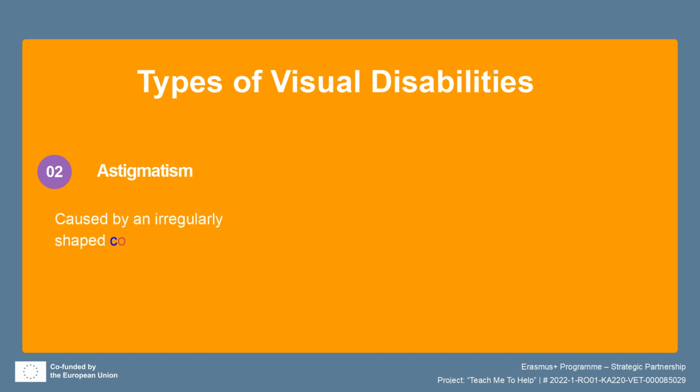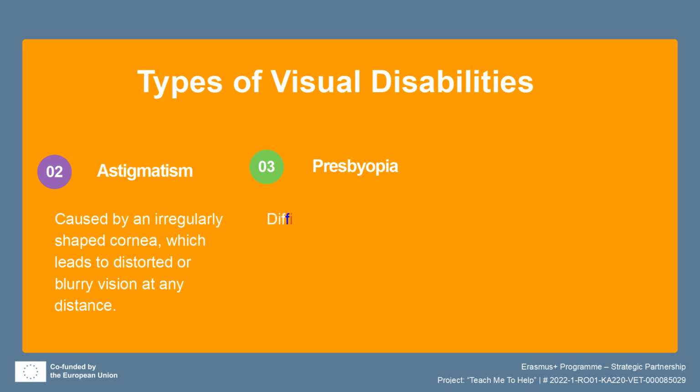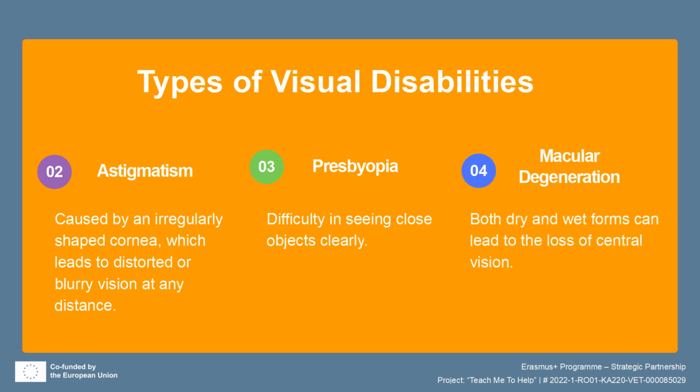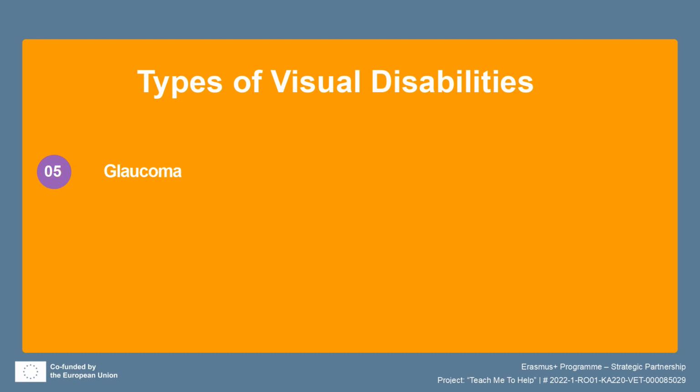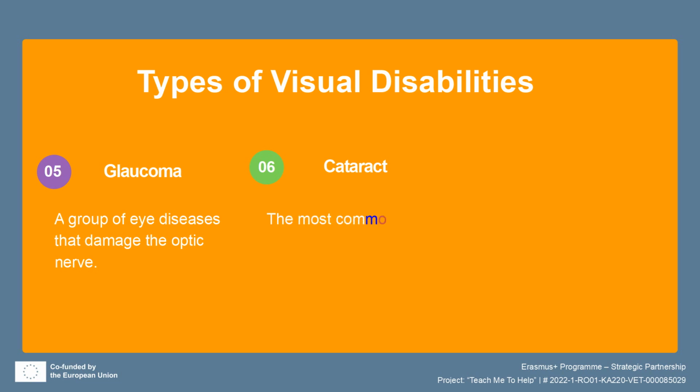Astigmatism, caused by an irregularly shaped cornea, which leads to distorted or blurry vision at any distance. Presbyopia, difficulty in seeing close objects clearly. Macular degeneration, both dry and wet forms can lead to the loss of central vision. Glaucoma, a group of eye diseases that damage the optic nerve. Cataract, the most common cause of vision loss in people over the age of 40.